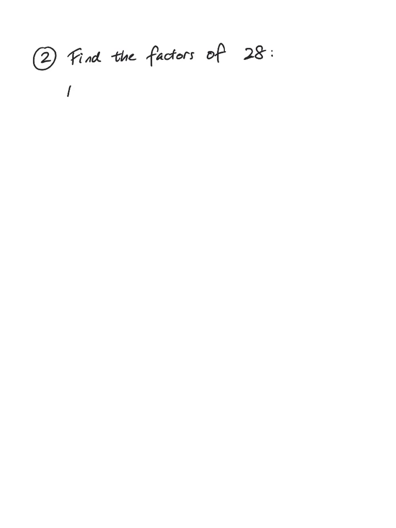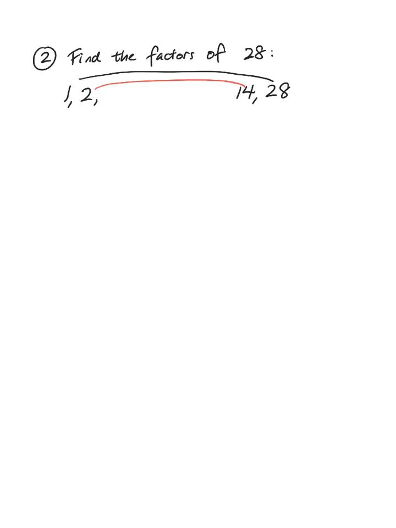So again, you start off with 1 and itself. So 1 times 28 will give you 28. I'm going to connect that using an array there. I know that it has to be divisible by 2 because it ends in an even number. So it's going to be 2 times 14. That will give me 28 here.